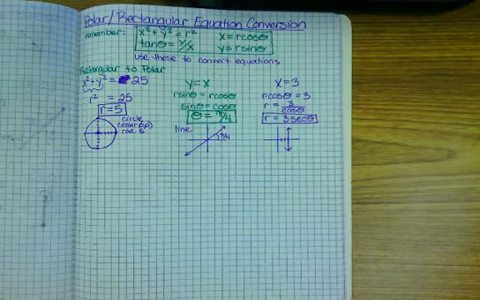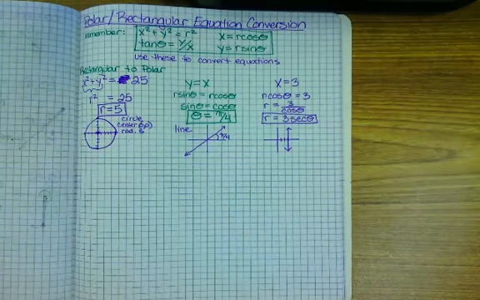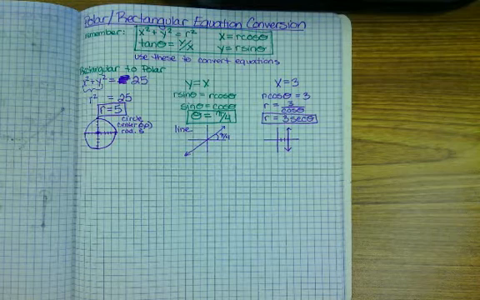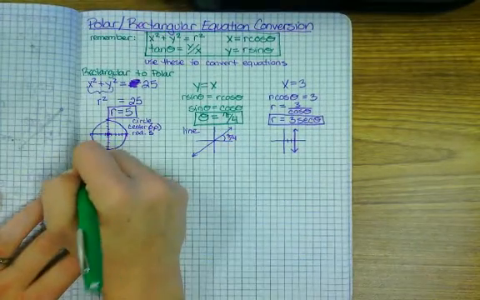So converting from rectangular to polar just takes a lot of using the equations, using the formulas that we know, and then converting it to r equals or theta equals, usually r equals. Okay? Polar to rectangular is a little tougher.